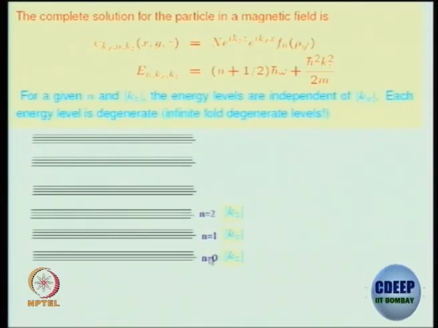Pictorially I can show, if I look at the ground state n equal to 0 with a specific kz, I have put it, no, I am not very good at putting infinite, nobody is good at it. So, I just put in many lines to say that each level you can have many wave functions depending on choice of kx to be different, but all of them will share the same energy. So, this is what is sometimes called Landau levels.